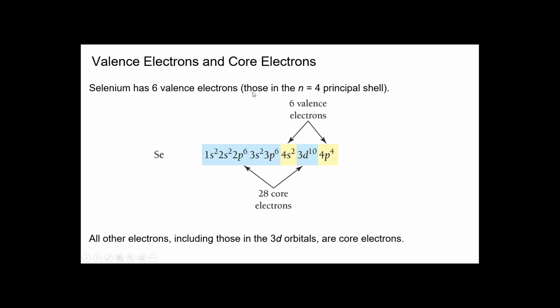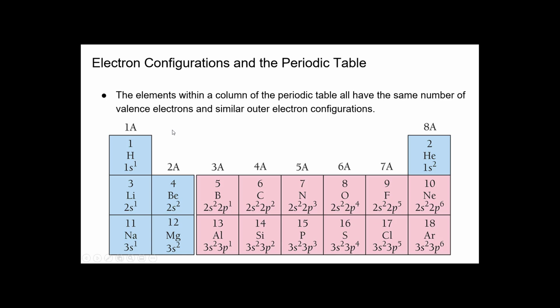Selenium has 6 valence electrons. If you look here, here's a 4 and a 4. Even though 3d is right in between, it does not play a part because it has a lower principal quantum number. So selenium has 4s and 4p, and the rest of it is considered core electrons. If we had to draw out the electrons, we're not drawing out the 28 core electrons. We're only drawing out the 6 valence. So we would do little dots: 1, 2, 3, 4, 5, 6. So 6 valence electrons.